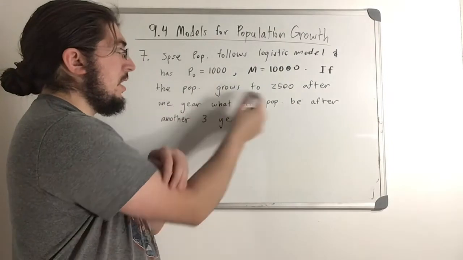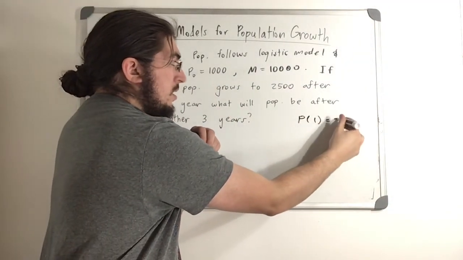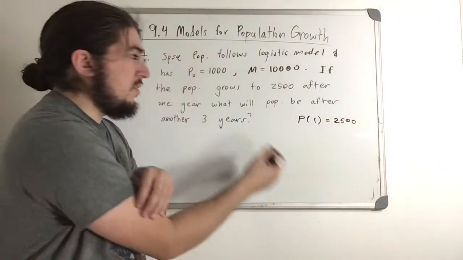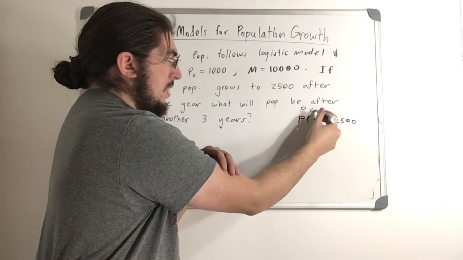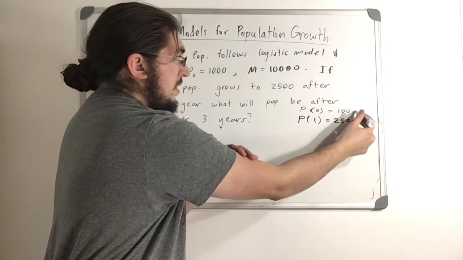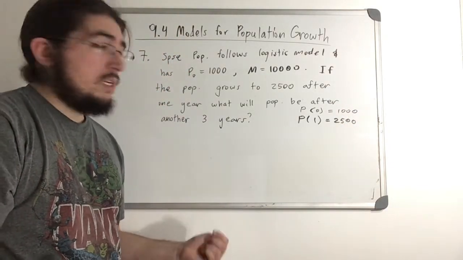Now it grows to this after 1 year. So they basically give us that P of 1 is equal to this. They also give us our initial population, which is P of 0. So I'm going to keep that in mind. Essentially, we're given 2 initial conditions. The funny thing though is we're no longer really solving a differential equation. We already have our general solution, the logistic model.